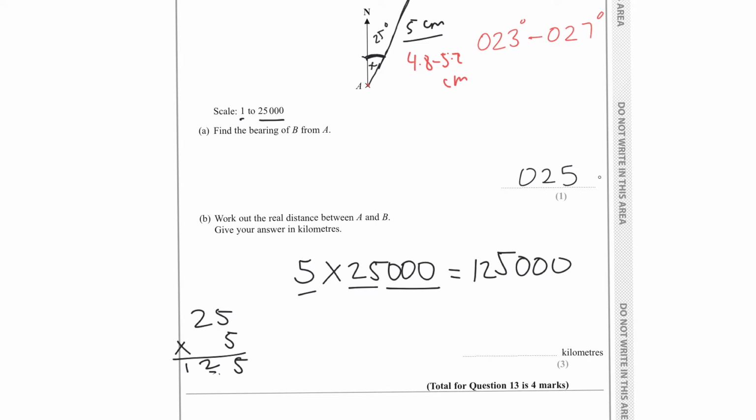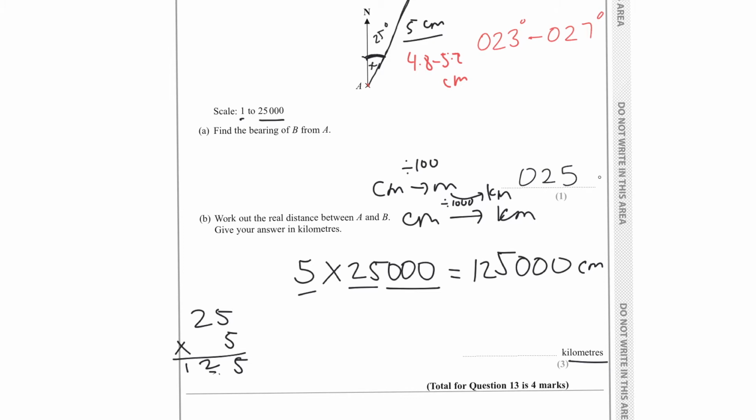But bear in mind that what we've just converted is into centimeters. So this 125,000 is the actual distance in real life in centimeters, but our answer needs to be in kilometers. A hack to go from centimeters to kilometers is to first go from centimeters to meters, because we know there's 100 centimeters in a meter, so you would divide by 100. Then to go from meters to kilometers, because there's 1,000 meters in a kilometer, kilo meaning thousand, you're going to divide by 1,000.